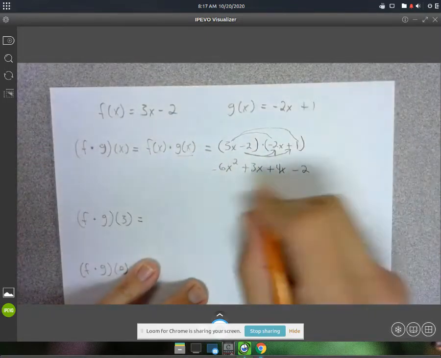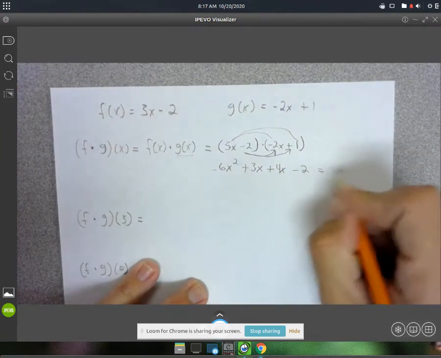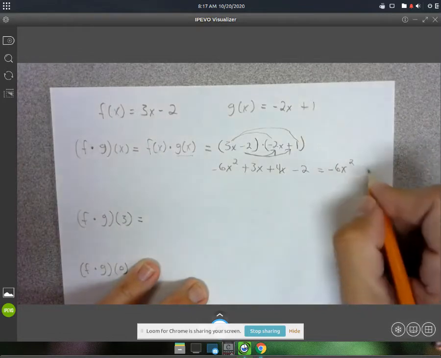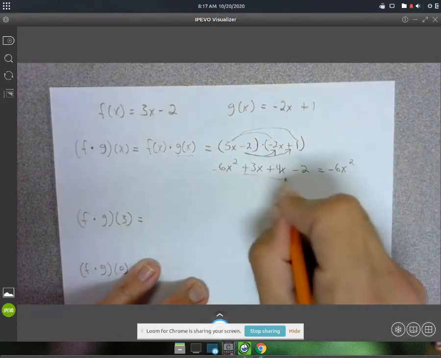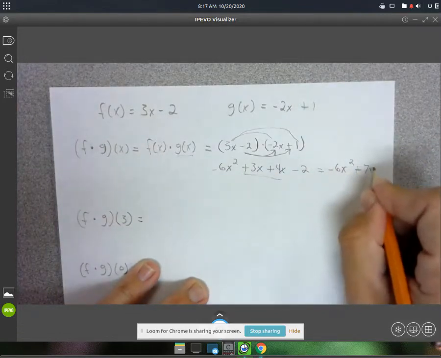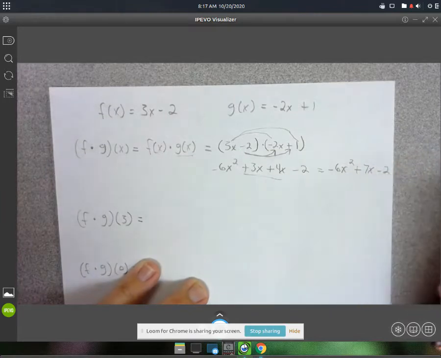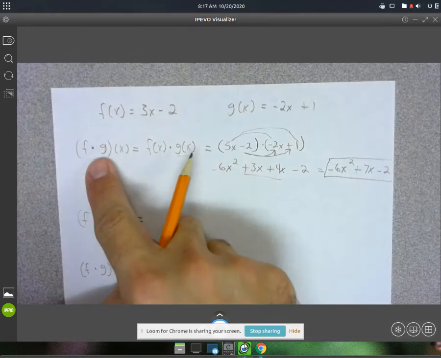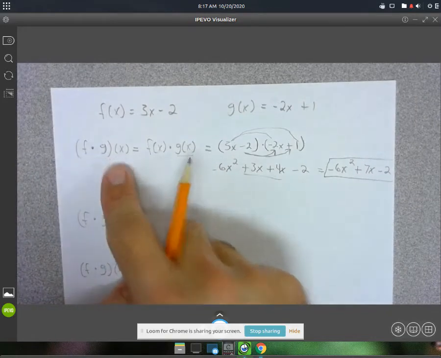All right, we'll combine some terms here in the middle. And that gives us negative 6x squared. Combine these, you're going to get 7x, and then minus 2. All right, so this is our f times g function.